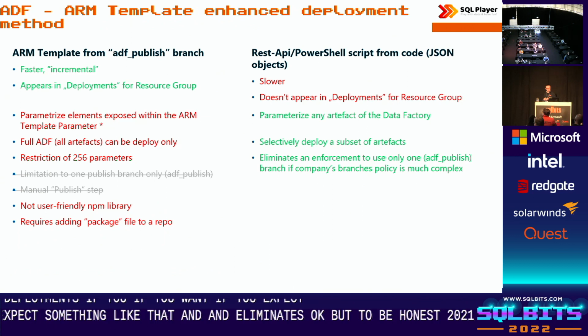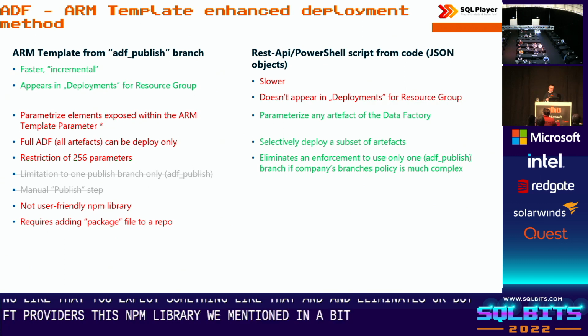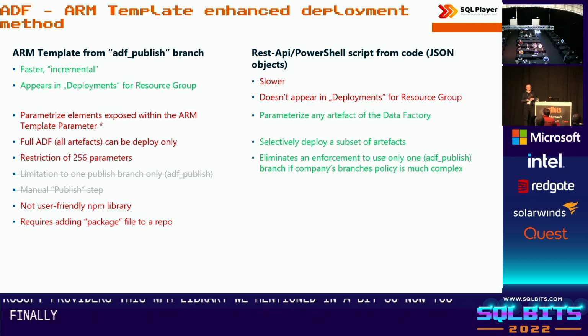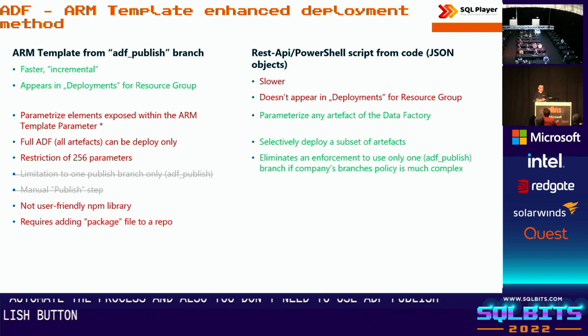So Microsoft, as I said, provides us this npm library, which I will mention in a bit. So now you can finally automate the whole process. And in that way, you also don't need to use ADF publish. It's still there if you click the publish button, but you don't have to use it. You can directly get the code from any branch you would like.